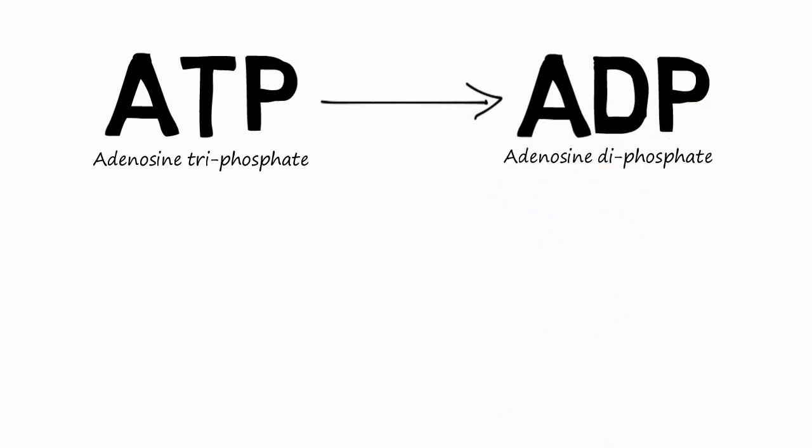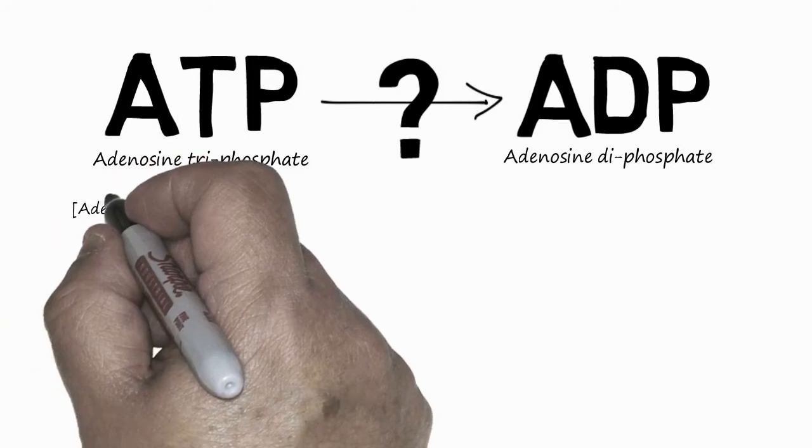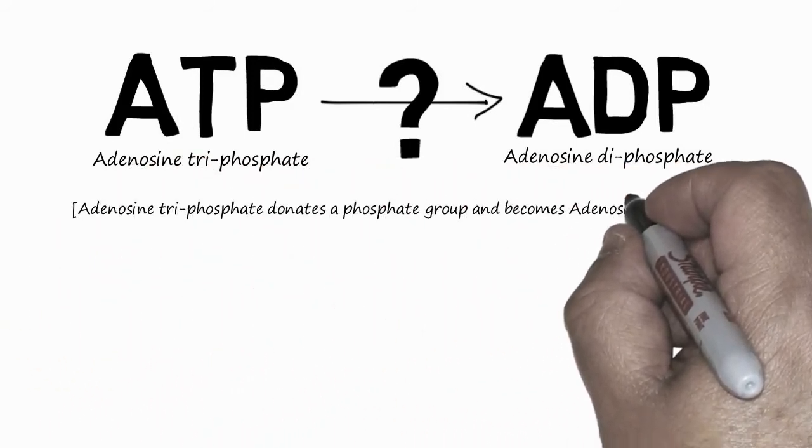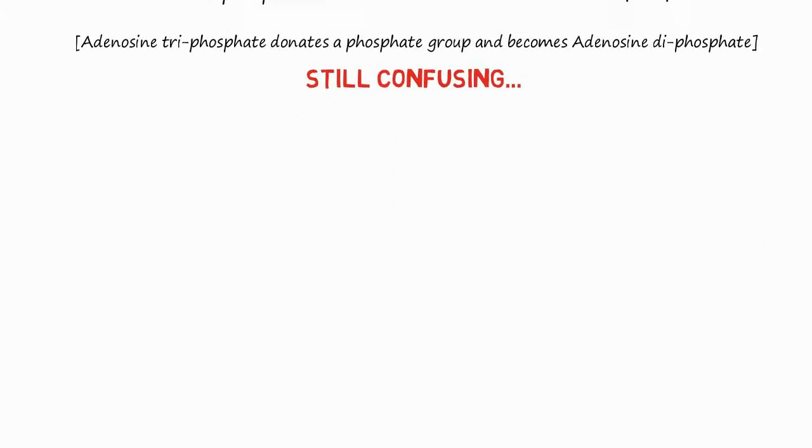But what does that mean? Adenosine triphosphate donates a phosphate group and becomes adenosine diphosphate. But that is still a little confusing and doesn't quite explain what exactly is happening or what the implications are.